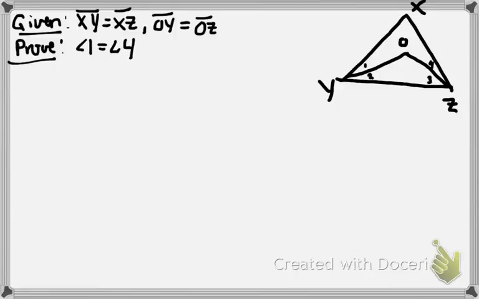It might be a little bit difficult to see. Those are up at the top here. Let me change colors so I can kind of highlight it. Here's 1 and 4. That's what we're trying to prove, that those two are equal.